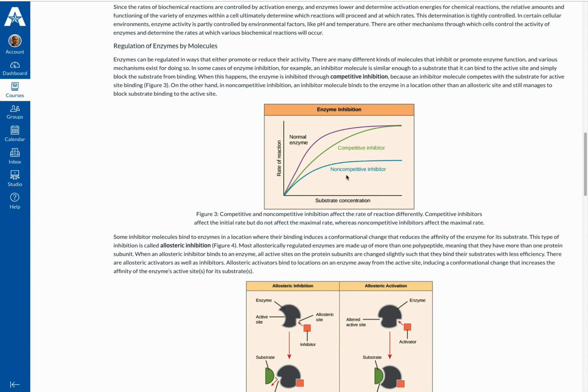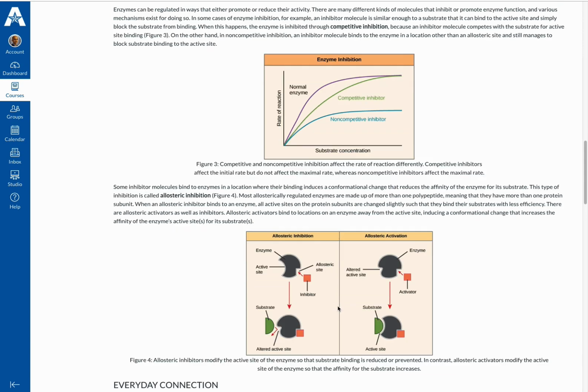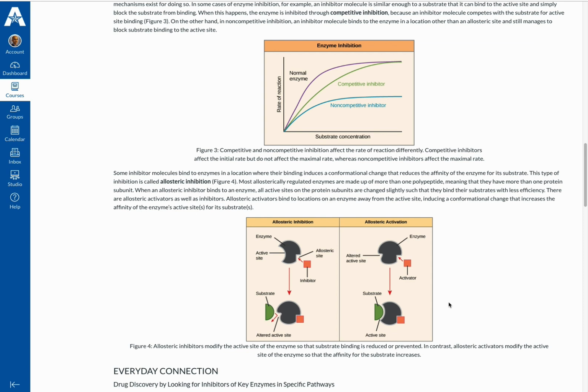Whereas a non-competitive inhibitor doesn't try to go for the active site, it just goes for some other site called an allosteric site on the enzyme, and as soon as it binds to the enzyme, it changes the shape of the enzyme and makes it not able to bind to its substrate. Similar with allosteric activation, when an activator hits that allosteric point, it makes it so that the enzyme is able to take in the substrate. It changes the shape back to where the enzyme is able to bind to that substrate.